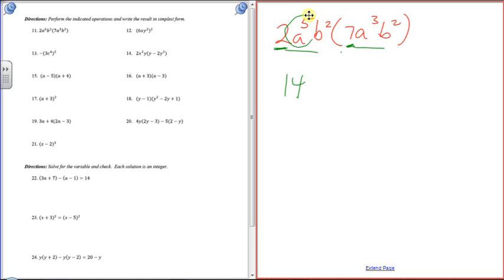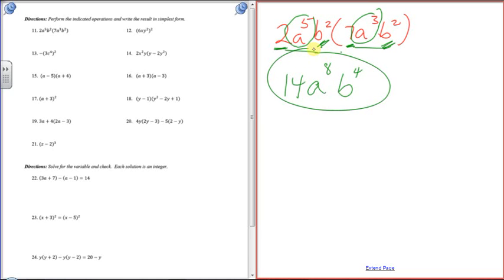We've got an a to the 5th times a to the 3rd. We add those exponents, gives me a to the 8th. We've got a b to the 2nd times b to the 2nd. We add those exponents, gives me b to the 4th. Notice that we don't change the a. We had two a's to start with, we still have an a. We had two b's to start with, we still have a b. There's your answer.